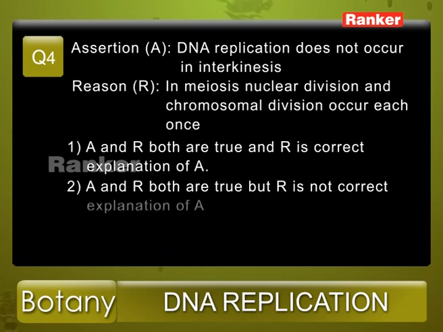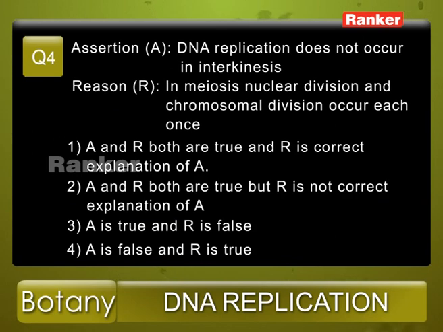Question number 4. It is an assertion reason question. Assertion: DNA replication does not occur in interkinesis. Reason: In meiosis, nuclear division and chromosomal division occur each once.